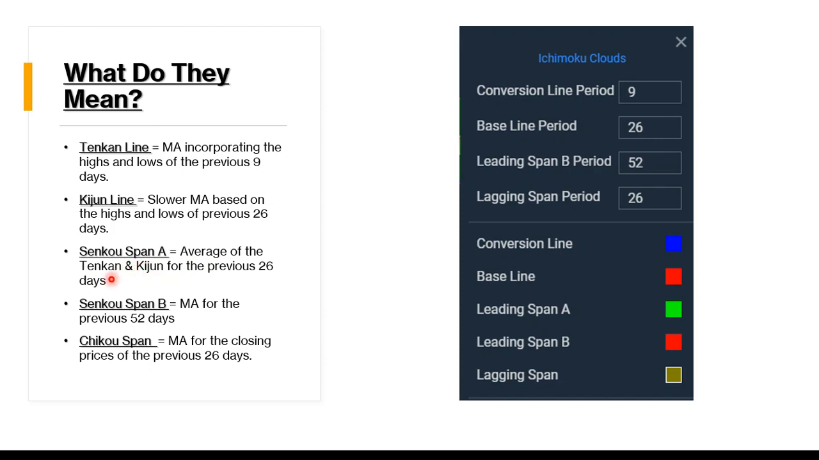Leading span B is the Senkou span B, which is a moving average for the past 52 days. And finally the lagging span is the Chikou span, which is a moving average for the closing price of the previous 26 days. So you're going to see here it works its way systematically. You've got the previous 9 days, which is more a short-term momentum and trend, and then it slowly works its way to bigger and bigger moving averages, taking in larger past data. So you've got a short-term view and a long-term view of how that stock is moving.